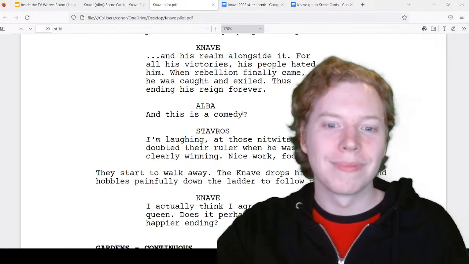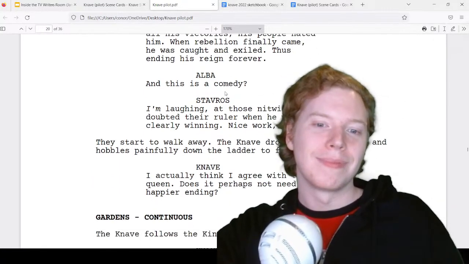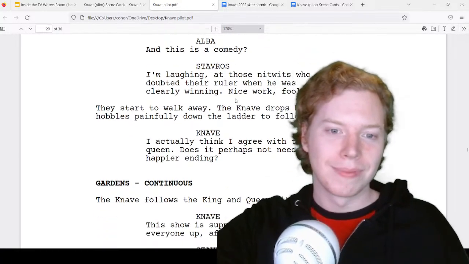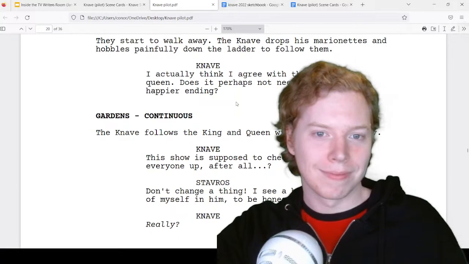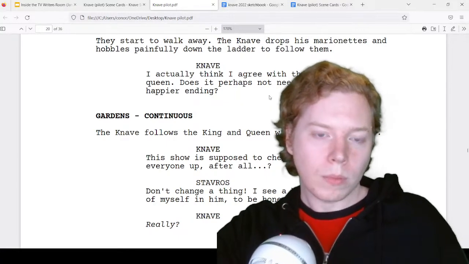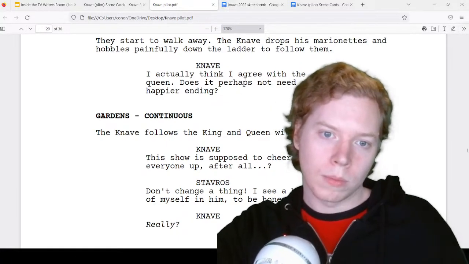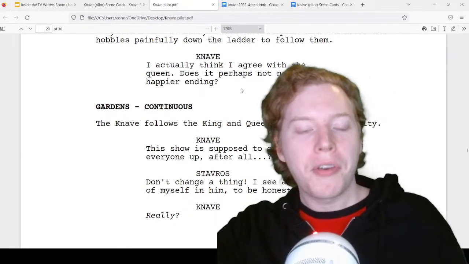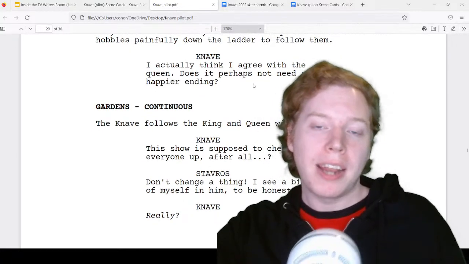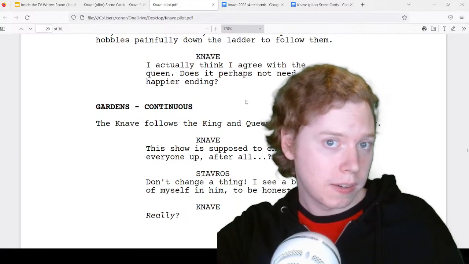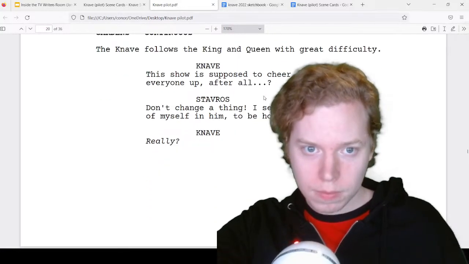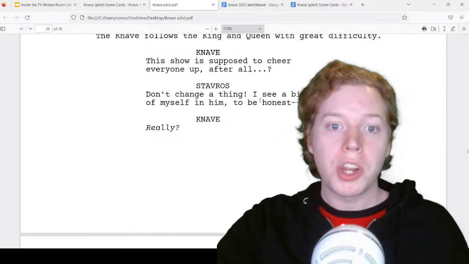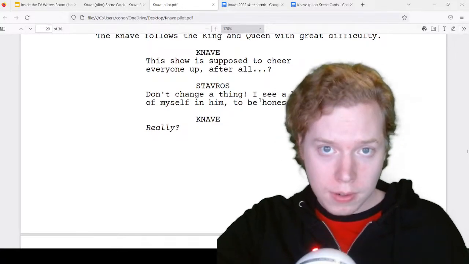I'm laughing at those nitwits who doubted their ruler when he was clearly winning. Nice work, fool. They start to walk away. The knave drops his marionettes and hobbles painfully down the ladder to follow them. I actually think I agree with the Queen. Does it not perhaps need a happier ending? The knave follows the king and queen with great difficulty. This show is supposed to cheer everyone up, after all.